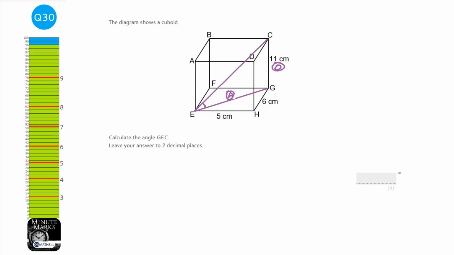But the adjacent at the bottom could be quite easy to find, because if you have a look at the right angled triangle here, we have two of the lengths. We've got the 5 and the 6, and we're looking for the third. And because it's a cuboid, we know that that's a right angle there. So the first thing I would do to start this question off is just copy down the triangle that we've got at the bottom.